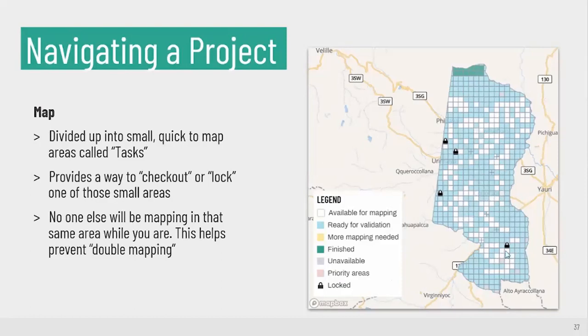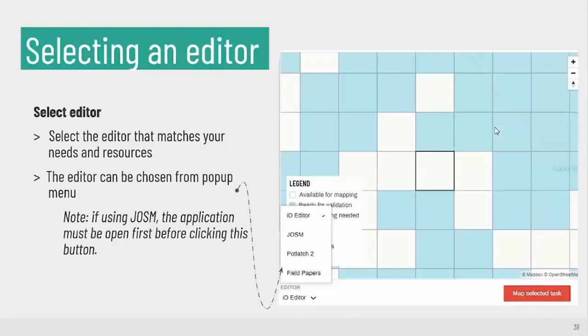So if you want to open a project, you can open a project randomly, or you can click on a specific project and you lock it and you start mapping. Selecting an editor. After you have selected the tile or the task that you want to start mapping, now here is where you select your editor of choice. We have iD editor, JOSM, Potlatch, Field Papers. For now, our editor of choice will be iD. You click on iD as our editor of choice, and then you click map selected task.